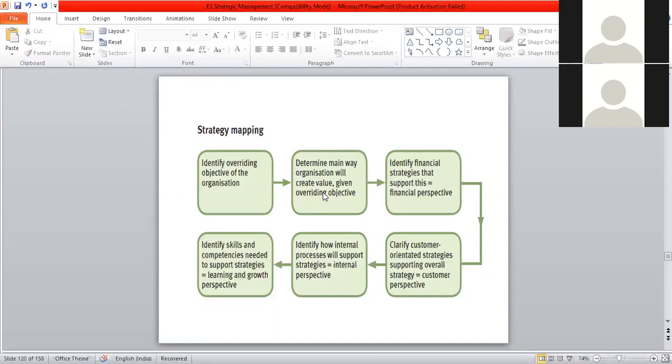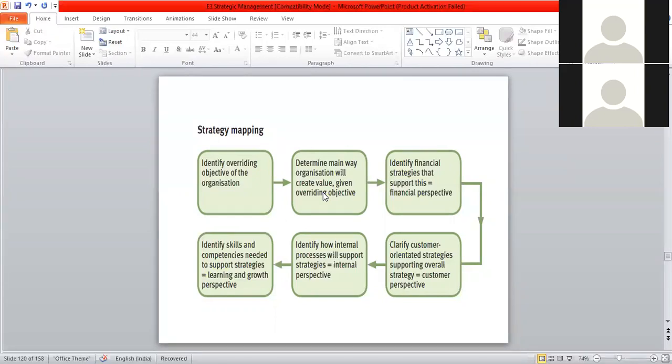The third step is to identify financial strategies that support the financial perspective. There are four perspectives which we have already discussed under the balanced scorecard, BSC. So identify what the financial strategies are: how to increase sales, how to maximize profit, how to raise more capital through various sources, debt capital, equity capital, whatever the strategy involving financial terms. Identify the financial strategies that support this. That's the financial perspective.